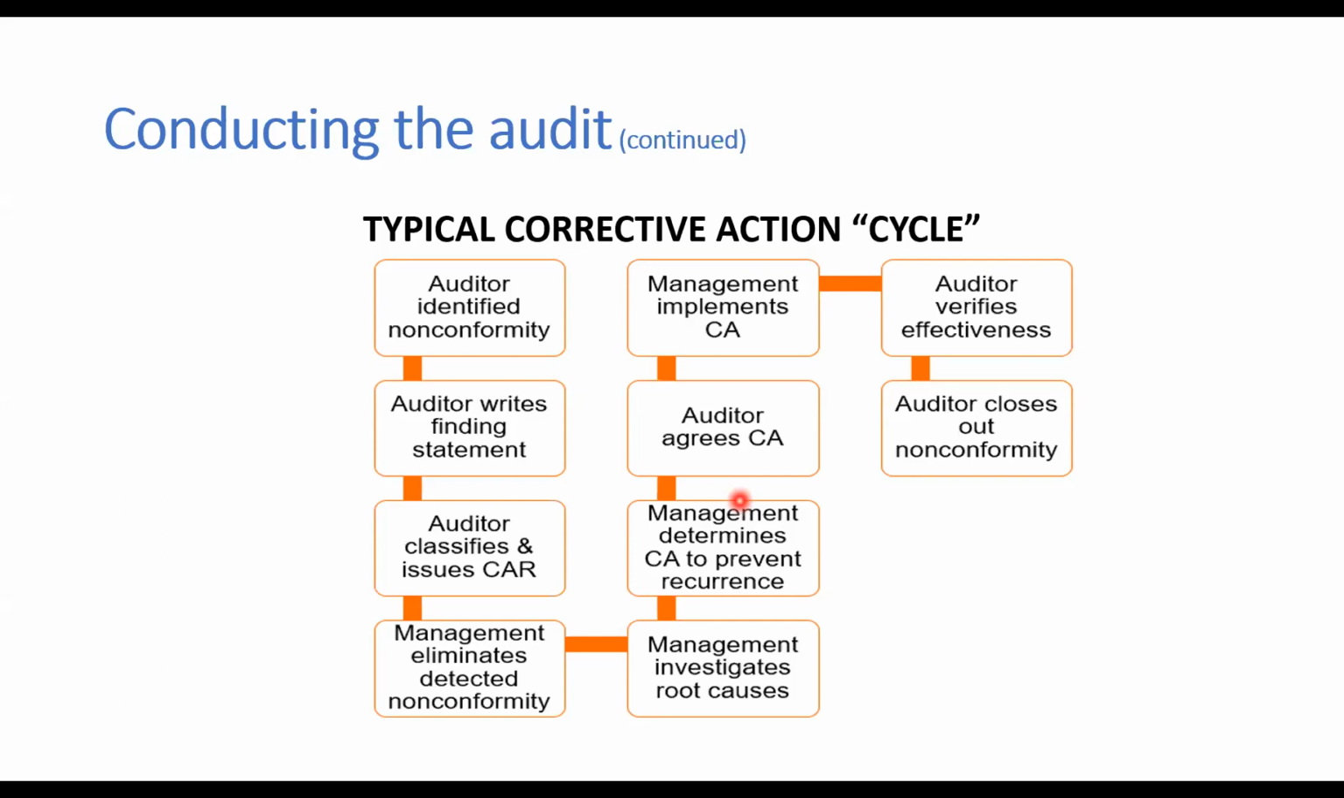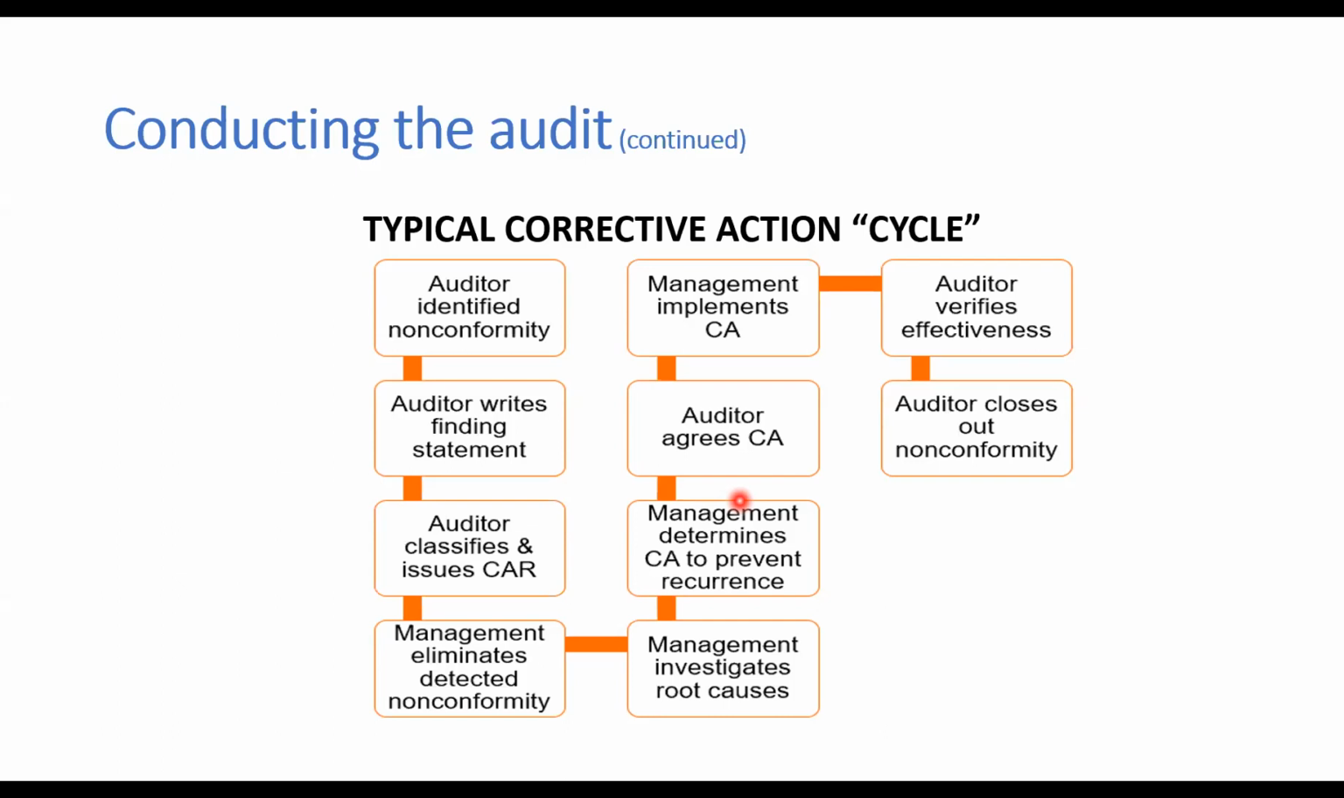Once they determine the corrective action, they are not going to implement it until the auditor agrees on their corrective action. This is a very important point. In our internal audit, most of the time we ignore this point, right? We just give them the non-conformance or the CAR, and then we give them the timeline and say take the action whatever you want, and I will check according to my timeline.